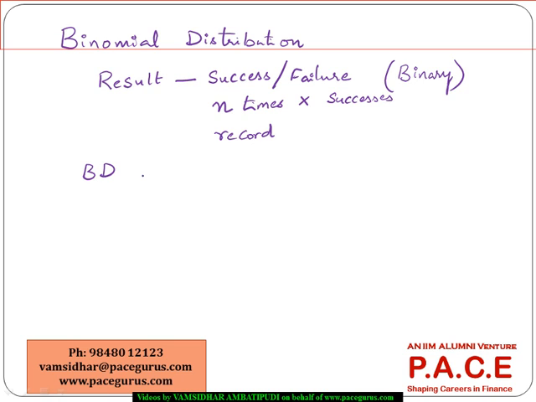So binomial distribution helps us in analyzing the pattern of the number of successes or failures in the performance of a similar experiment done many times. Similar trial performed many times. I want to observe the pattern of the number of successes or failures. This has so many applications in the financial space.